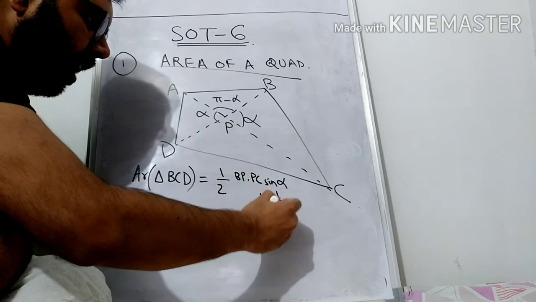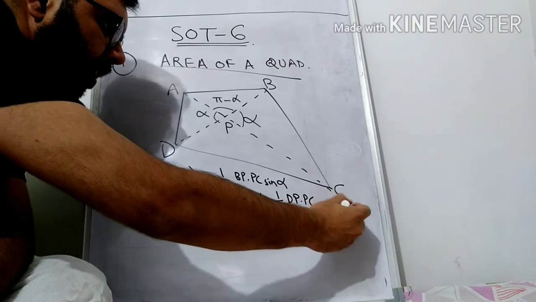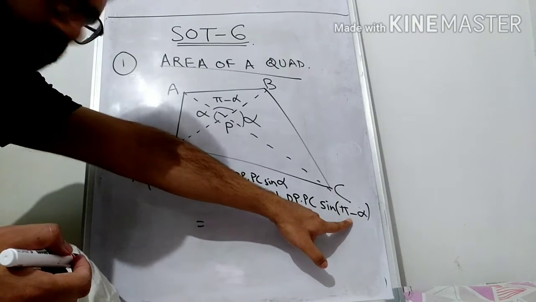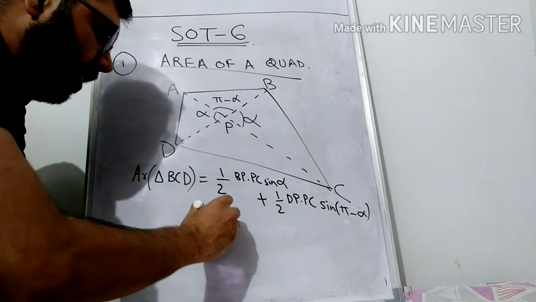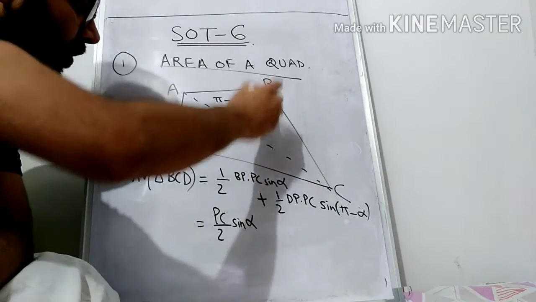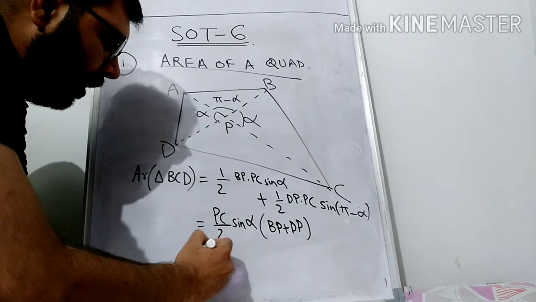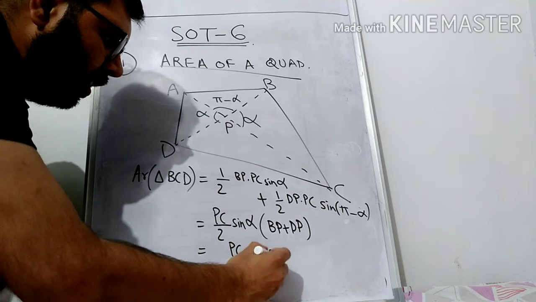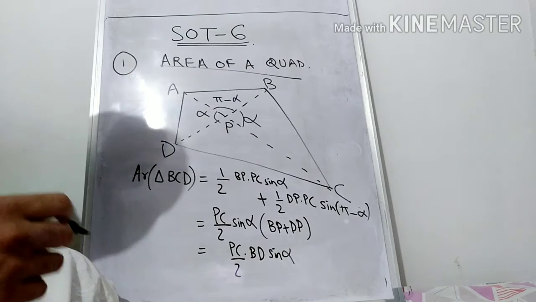This triangle will be half DP into PC into sine of pi minus alpha. Again, following the same thing, in the second quadrant sine is positive, so sine of pi minus alpha will be sine alpha, and PC is common in both the terms and half is common. So we can take PC by 2 into sine alpha common. We will be left with BP and DP. If you add BP and DP, you get BD. So it will be PC by 2 into BD into sine of alpha.